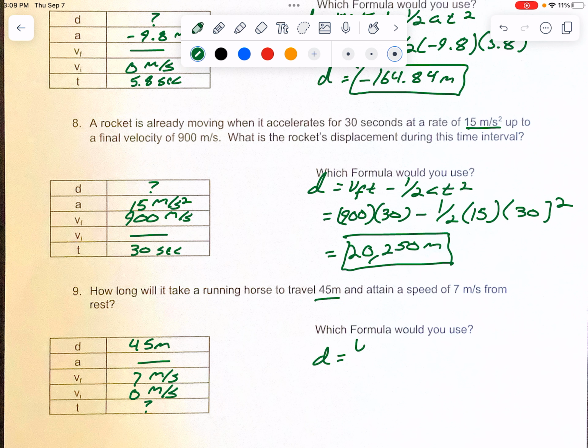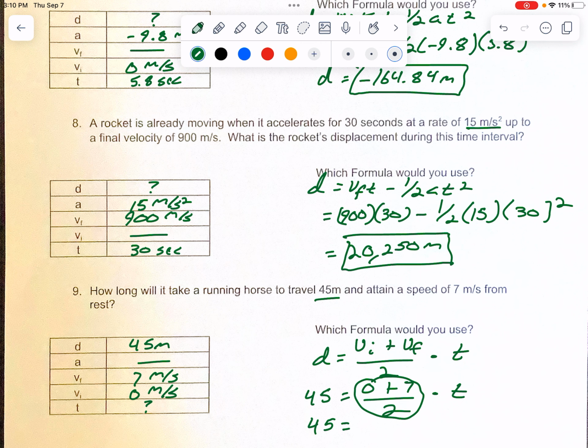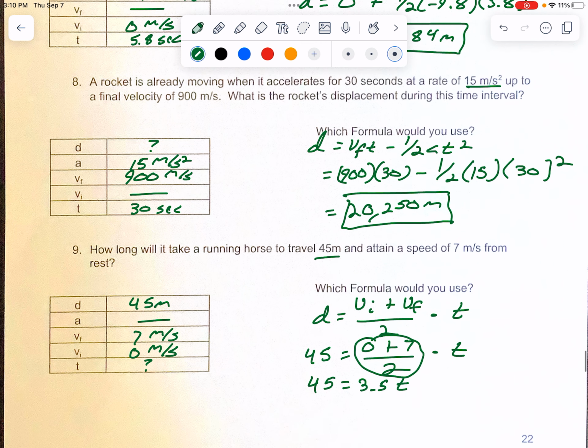So D equals VI plus VF over 2 times T. Okay, so I know D is 45. VI is 0 plus VF is 7 all over 2 times T. Okay, so what you could do here is you can go ahead and solve for this right here, whatever 7 over 2 is. So that's basically 45 equals, so 7 divided by 2 would be 3.5 T. So divide both sides by 3.5, and you should get a time of 12.86 seconds.